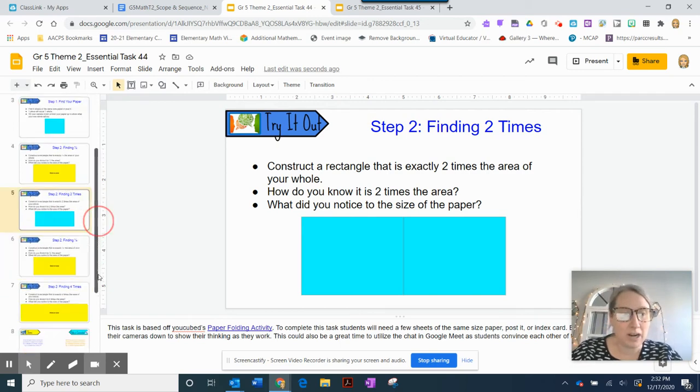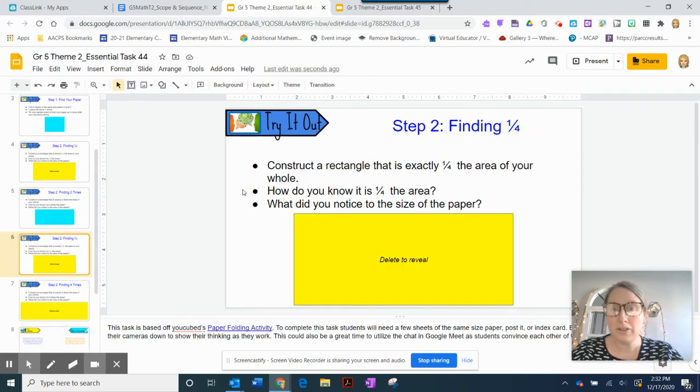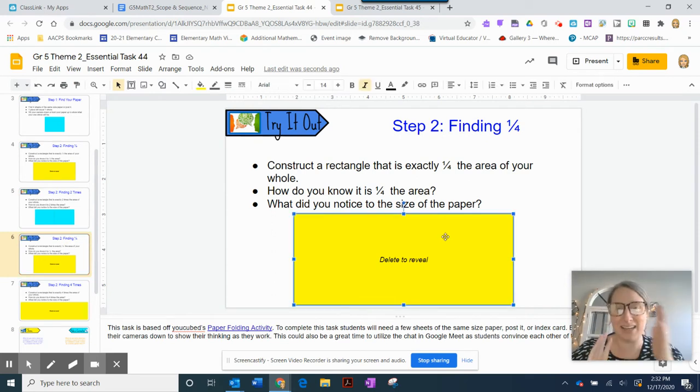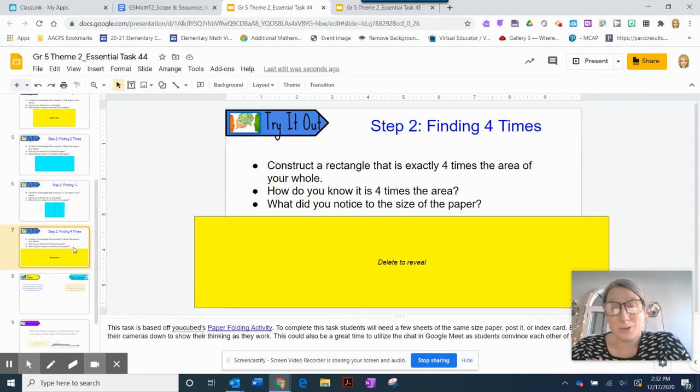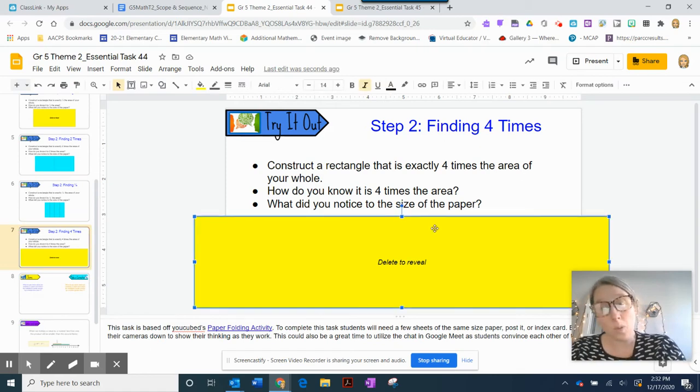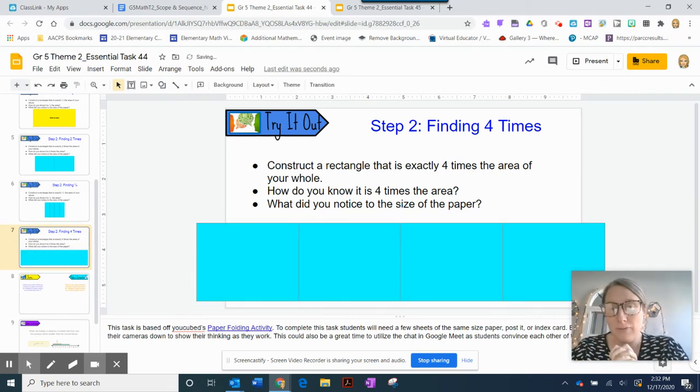Now we're going to look at a fourth. If I'm looking at 1/4 of my paper, starting back with my original rectangle, how do I know that it's 1/4 of my whole? What does that look like? What do we notice about the size of that paper? As we're going through this, we want students to make that generalization that when I'm multiplying by a fraction less than 1, my paper is getting smaller. Versus when I'm multiplying here, we're multiplying by 4. When I'm multiplying by a number or a factor greater than 1, my piece of paper is getting greater or larger.